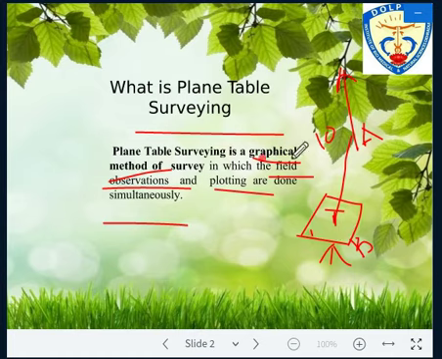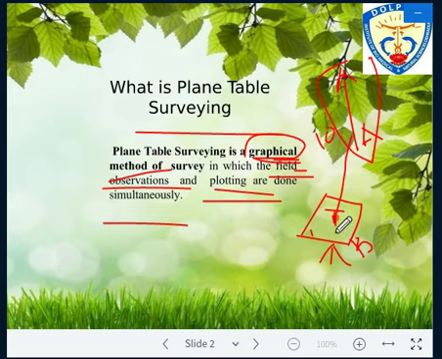So that is a graphical method. As I told you, in the graphical method, what has to be done there? We have to use only lines or curves rather than using any kind of data or writing any kind of numbers over there. So we are representing through the graphical method. And what exercise has to be done there? Field observation and plotting simultaneously. It means you are observing this feature, you are plotting at the same time. So this is plane table surveying.